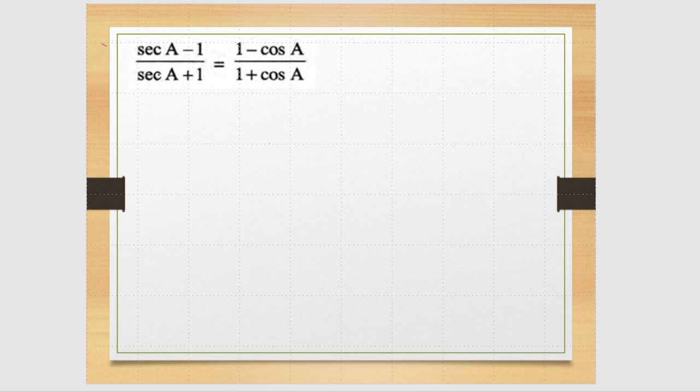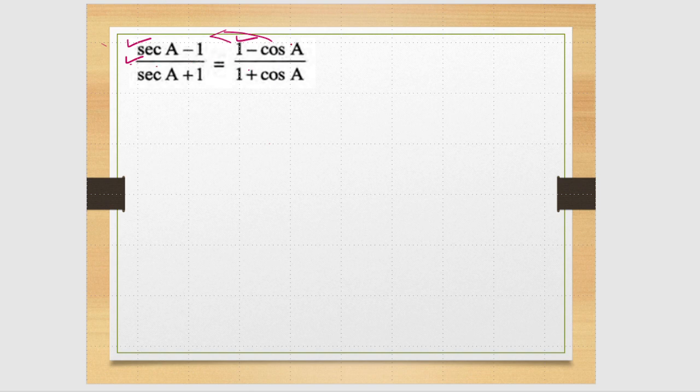So, first question is (sec a minus 1) by (sec a plus 1) equals to (1 minus cos a) by (1 plus cos a). So, we have to prove taking LHS equals to RHS, or taking RHS you will prove LHS, but I will suggest always take LHS. Why LHS? Sometimes I will take also RHS. So how will you find out, how will you think, whether to take LHS or RHS.